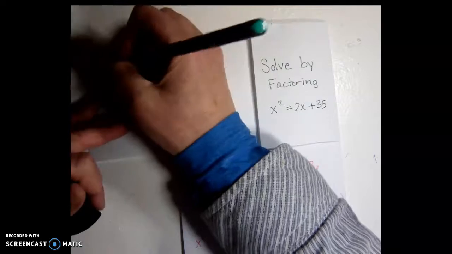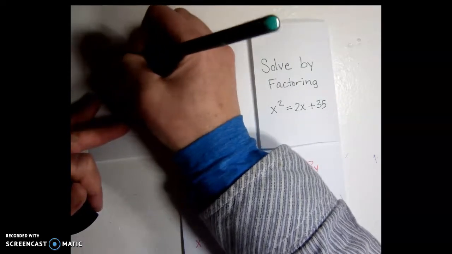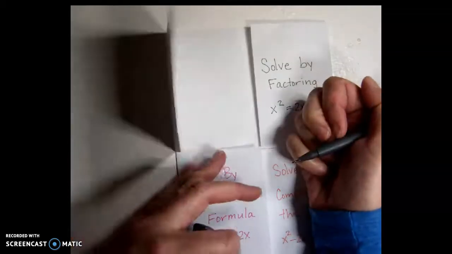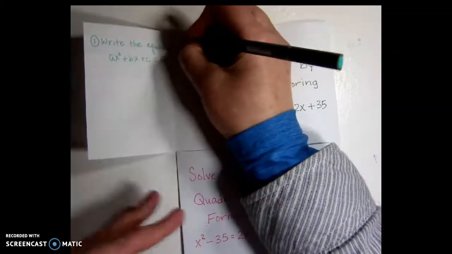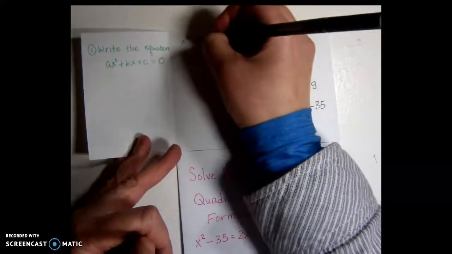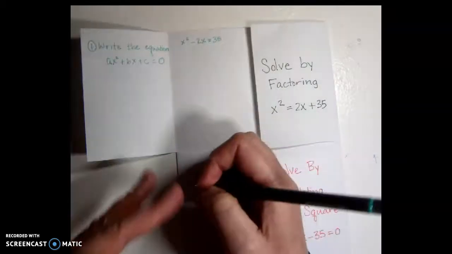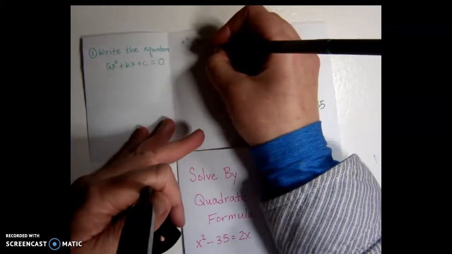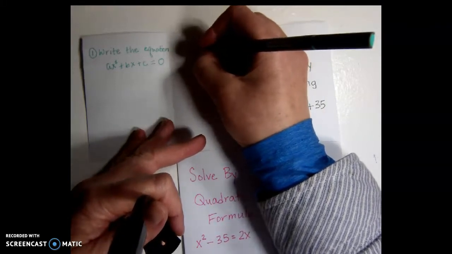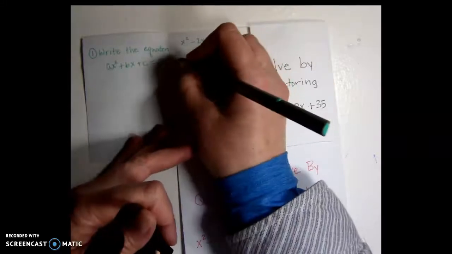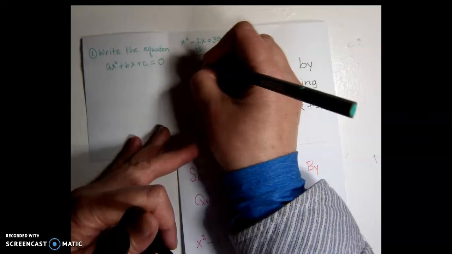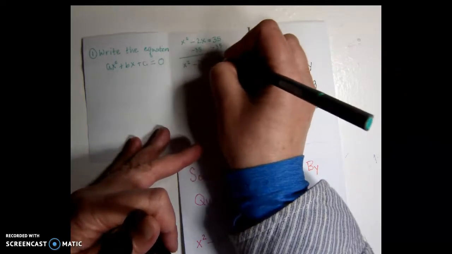What standard form means is ax squared plus bx plus c equals 0. It has to be equal to 0. So our equation is x squared minus 2x equals 35. It's not currently equal to 0, so we're going to move the 35 to the other side of the equal sign. If we subtract 35 from one side of our equation, we have to subtract 35 from the other side. So we wind up with x squared minus 2x minus 35 equals 0.